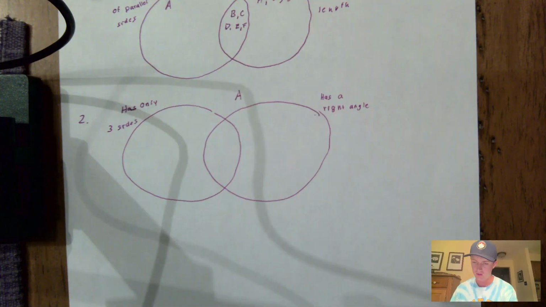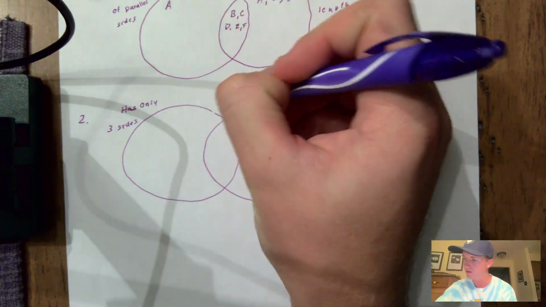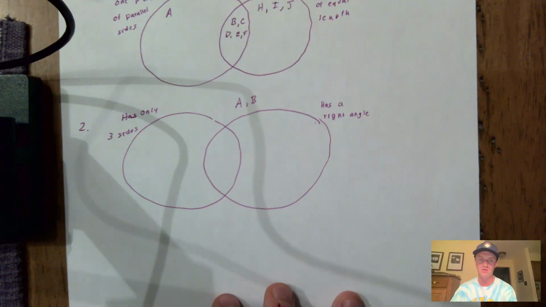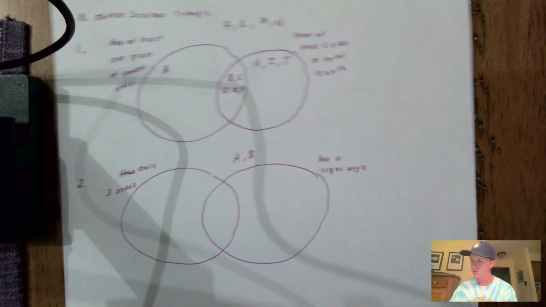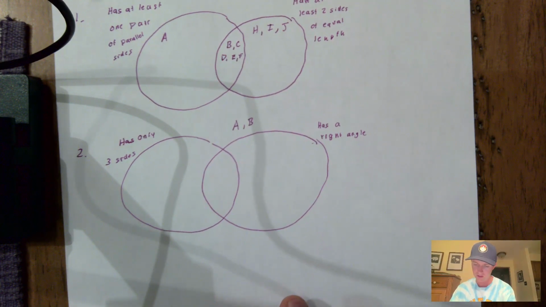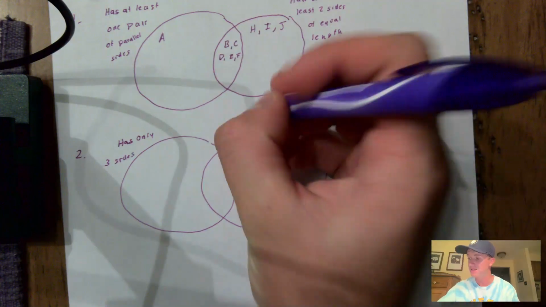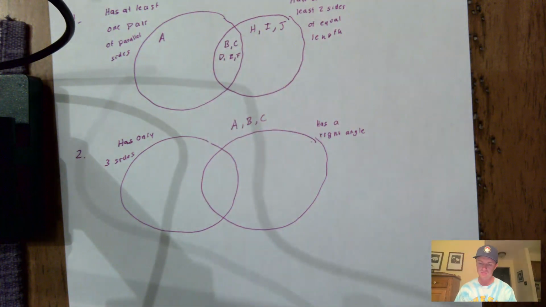All right, next one, letter B, we have a regular hexagon. A regular hexagon does not have only 3 sides, so that doesn't fit. Does it have a right angle? Obviously not. For this case, the regular hexagon is going to be on the outside again. So that one falls over there. Next one, letter C, parallelogram. Does it have only 3 sides? It's a quadrilateral. Does it have a right angle? Obviously it doesn't, so we can put C on the outside.